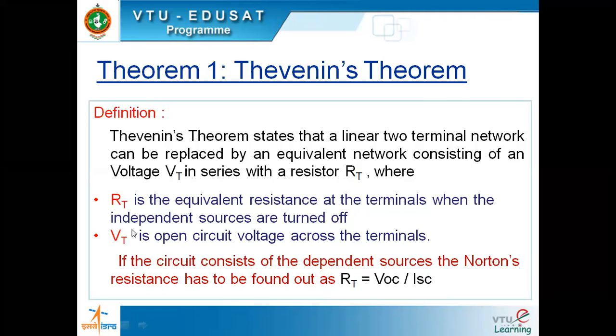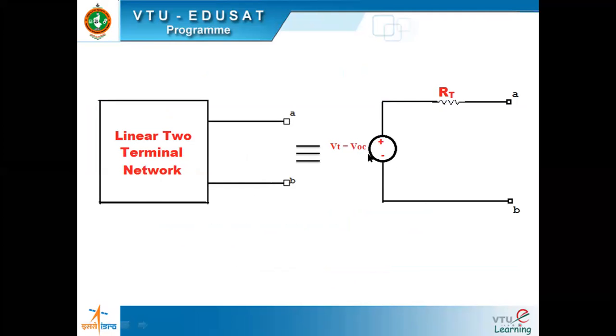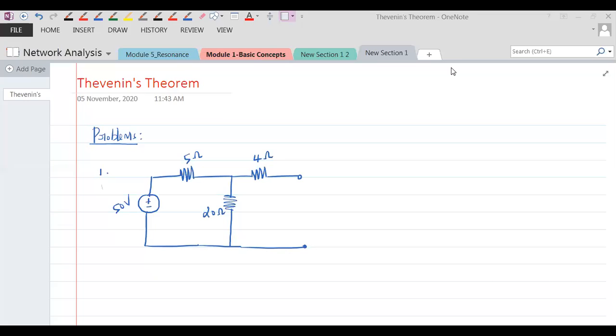Once we calculate Vt and Rt, it is as good as finding your Thevenin's network. So this is a Thevenin's network. Any linear two-terminal network can be replaced by a Thevenin's network. How to find the Thevenin's network is what we will be doing now. Everybody's okay with that? This is the problem. Just copy down this problem.